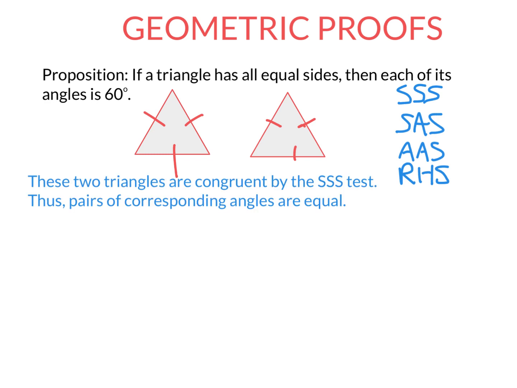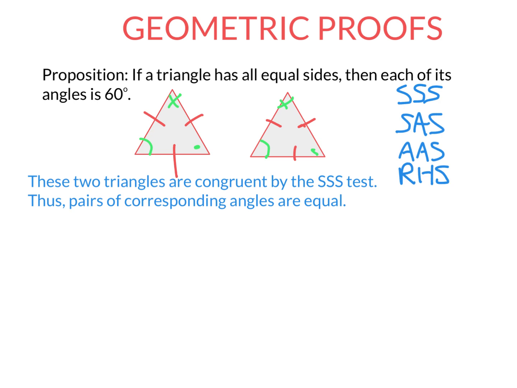So when constructing geometric proofs, if not given a diagram, it's sometimes very helpful to draw one, as I've done here. These 2 triangles are clearly congruent by the SSS test. They have 1, 2, 3 pairs of corresponding equal sides. No one can argue with that. Now we know if 2 triangles are congruent, pairs of corresponding angles are equal. So that means that these 2 angles must be equal, these 2 angles must be equal, and so too these angles must be equal.